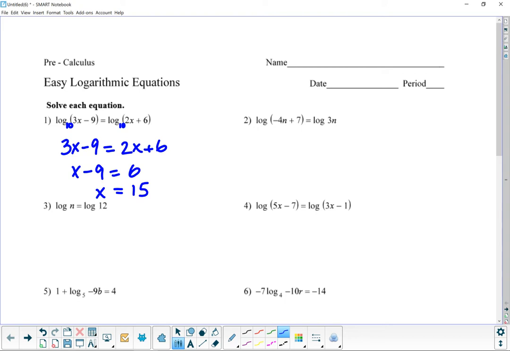Okay, number two. Again, you don't see any base on these logs, so they're both going to be base 10. And since they're both base 10 on both sides, each of the arguments, the negative 4n plus 7, is going to be equivalent to the 3n.